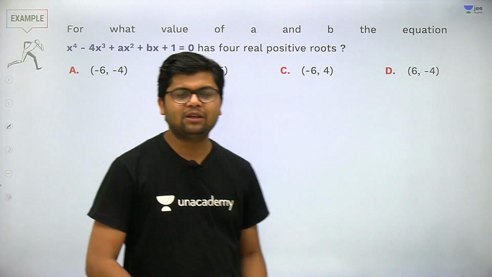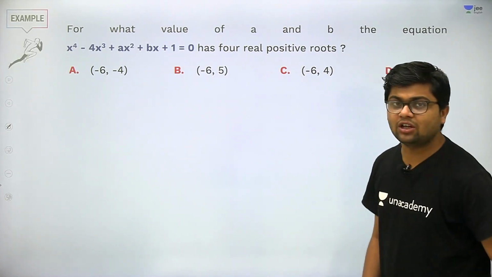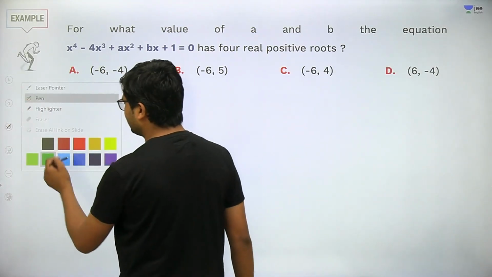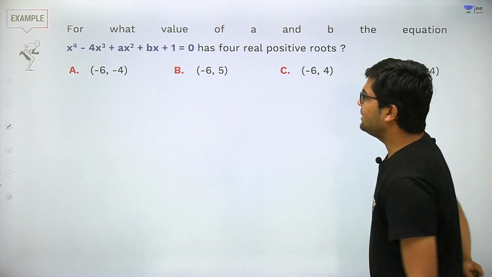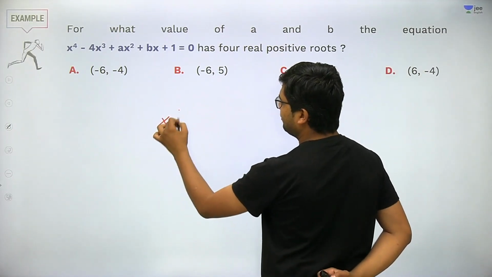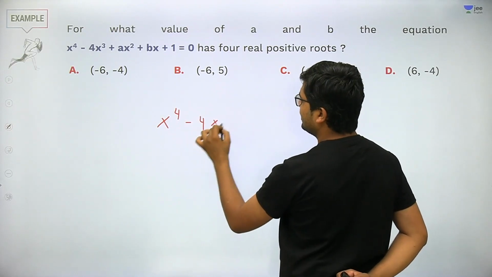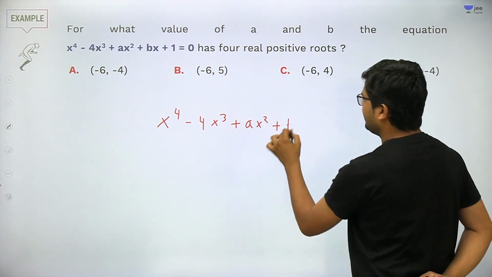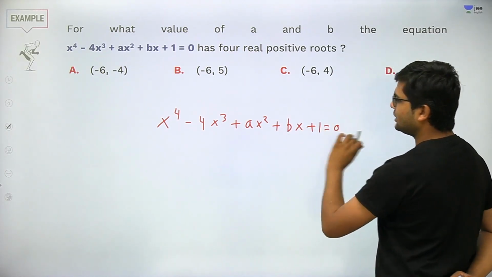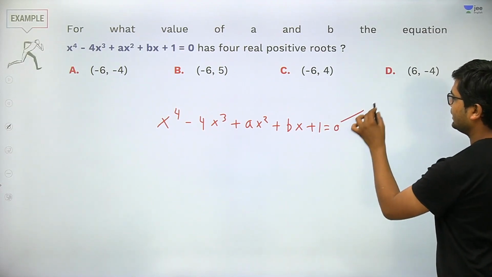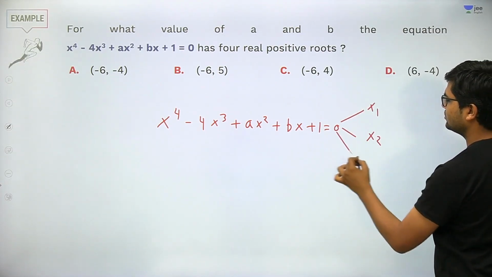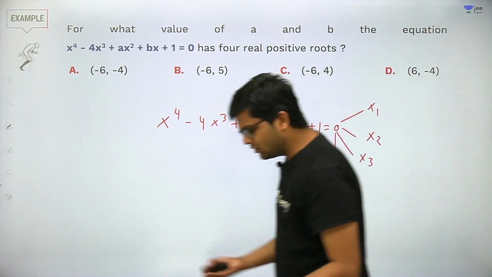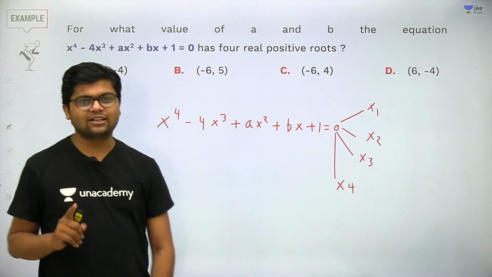For what values of a and b does the equation have 4 real positive roots? This is a wonderful, very beautiful question. You need to understand this very acutely, very basically. So students, we have been given this equation x to the power 4 minus 4x cube plus ax square plus bx plus 1 equal to 0. There are 4 roots of this equation, let us suppose x1, x2, x3, x4. I don't know anything about them, I know actually one thing, that they are positive.